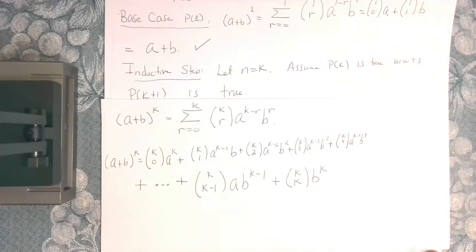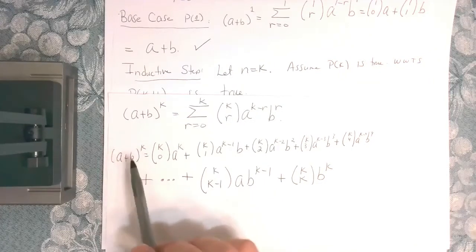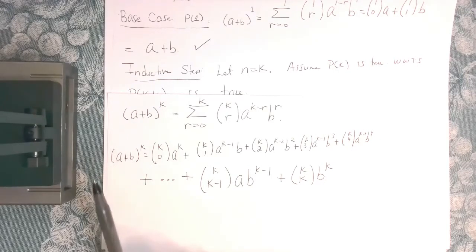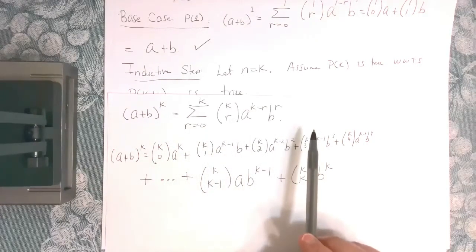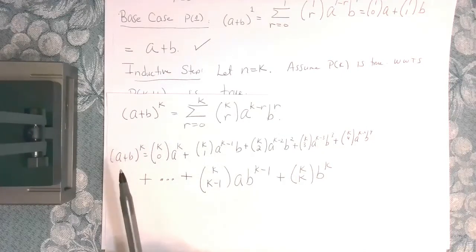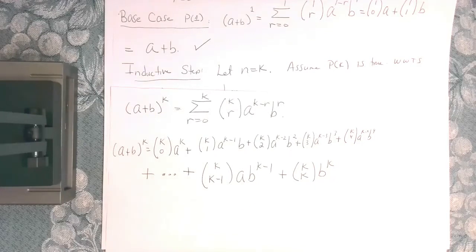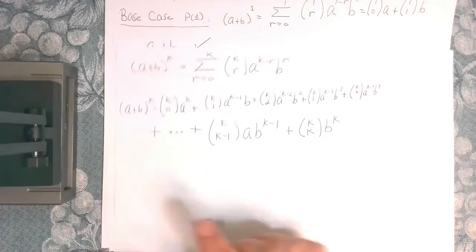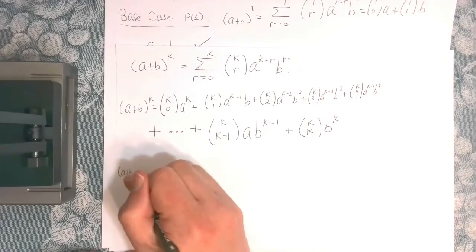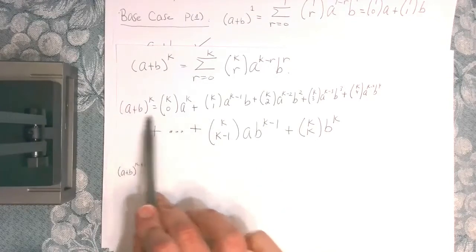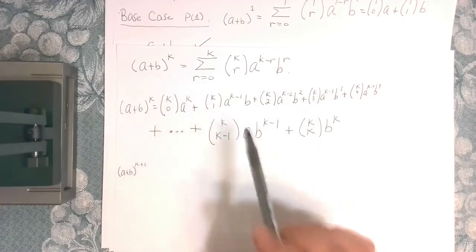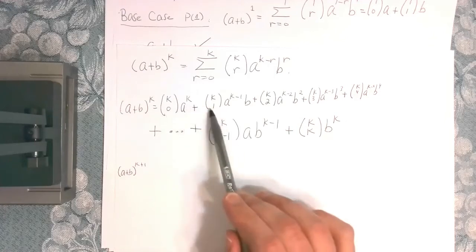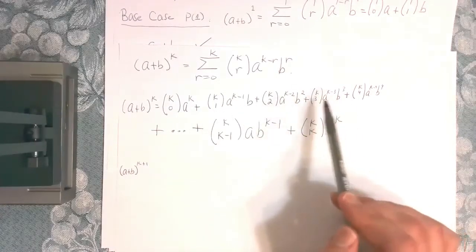Okay, so the next thing I want to do is build a bridge. I want to get to P of k plus 1. Well, I don't have k plus 1 on the left, so let's multiply the left side and the right side by a plus b. Okay, so if I multiply the left by a plus b, I get a plus b to the k plus 1. Now the right side, there's several terms. So if I multiply the right side by a plus b, that would be distributive property. Every term gets hit by a plus b.